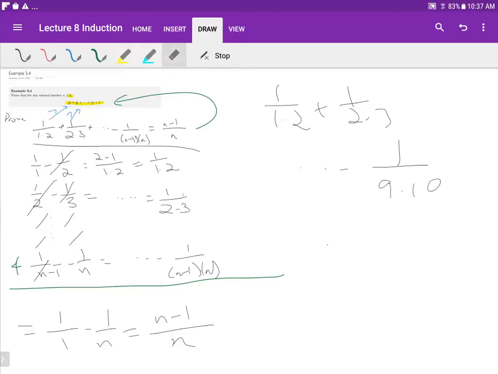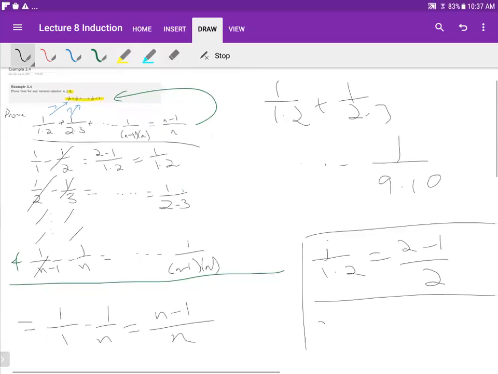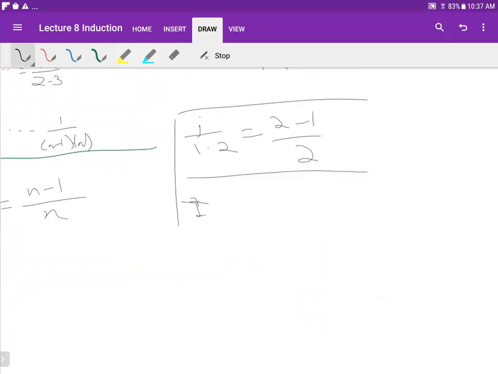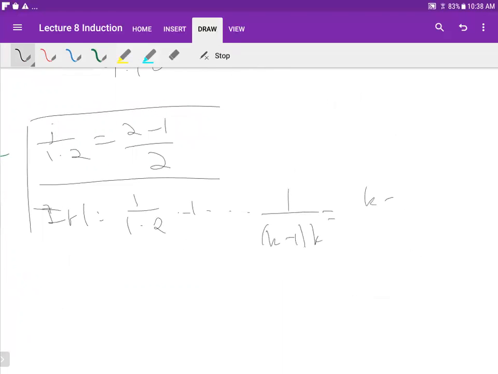Now, another way that we could show this, instead of using telescoping series, is induction. You would have a base case that 1 over 1 times 2 is equal to 2 minus 1 over 2, which is obviously true. And then you would perform the inductive step. You would have an inductive hypothesis that 1 over 1 times 2 plus all the way to 1 over k minus 1 times k is equal to k minus 1 over k.